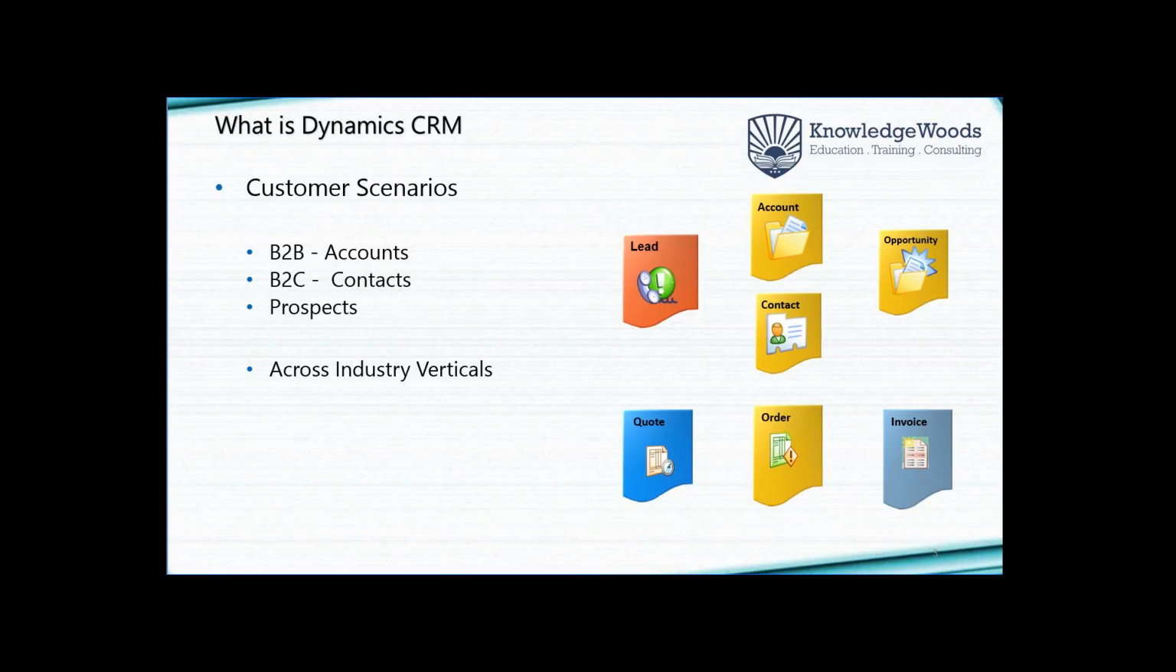That means you're presenting a firm offer to the customer. Once that is presented, if your customer accepts that firm offer, then you can convert that into an order. If you want to ship some physical material or your product to the customer, that can be shipped.